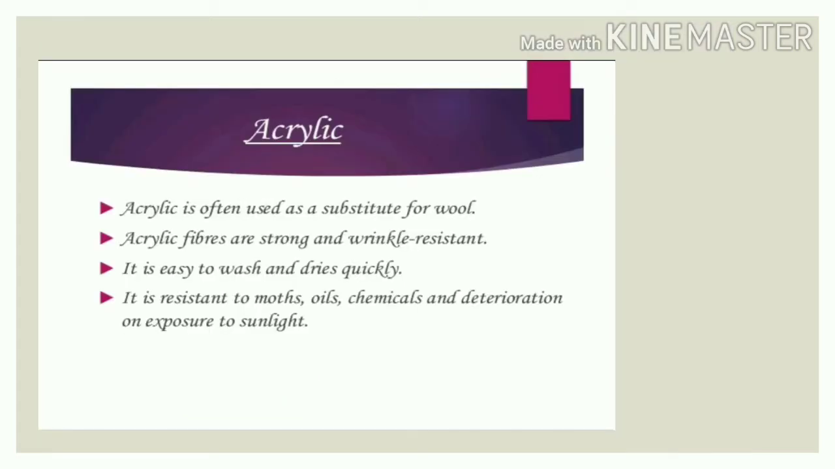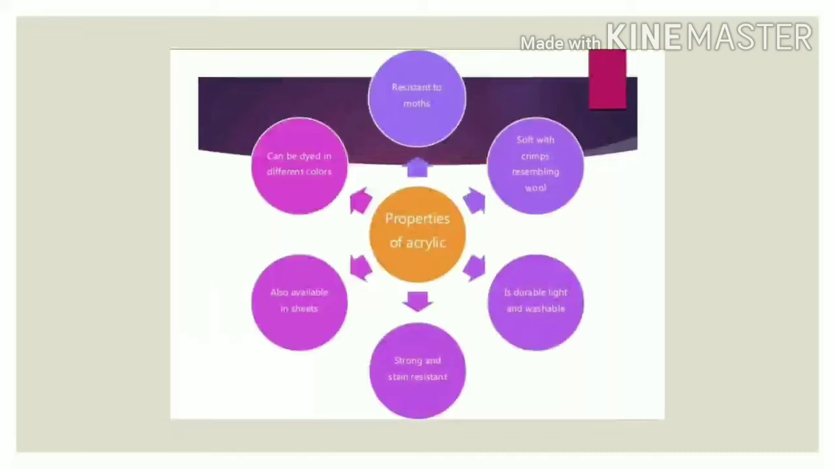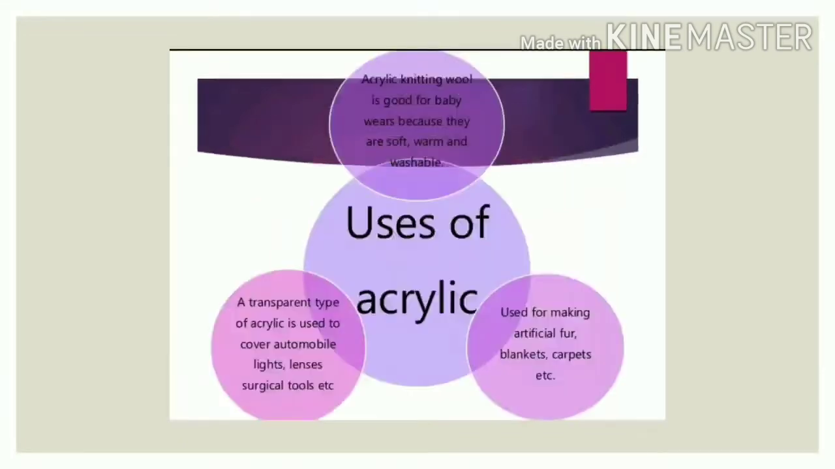Next one is acrylic. Acrylic is often used as a substitute for wool. Acrylic fibers are strong and wrinkle resistant. It is easy to wash and dries quickly. It is resistant to moths, oils, chemicals, and they have so many other uses. So, properties of acrylic: they can be dyed in different colors, are also available in sheets, strong and stain resistant, durable, light and washable. Alright, so there are so many properties.